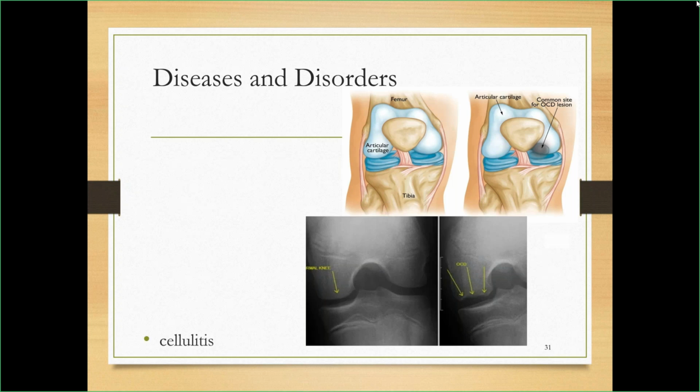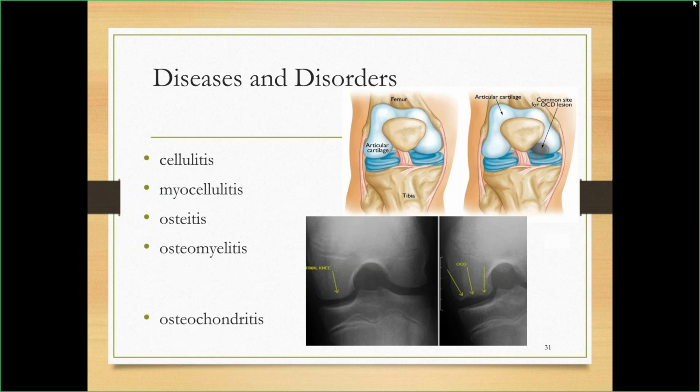Cellulitis is an acute, spreading inflammation of the deep subcutaneous tissue. When muscle is also involved, it is called myocellulitis. Osteo is the combining form for bone. Inflammation of the bone is osteitis. Infection of the bone and bone marrow is called osteomyelitis. Osteochondritis is inflammation of the bone and cartilage.